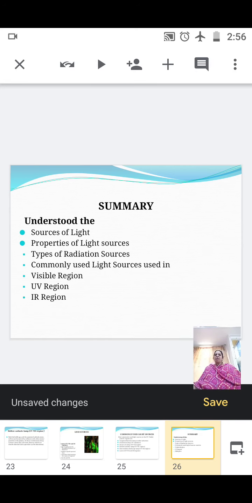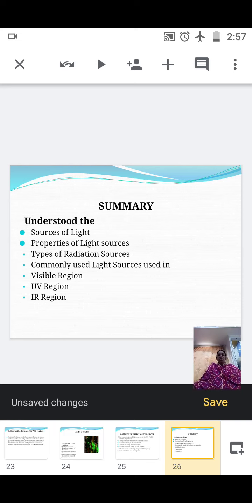Then coming to the types of radiation sources, we have studied two types, the continuum sources and the line sources. In the continuum sources, the source of radiation emits radiation over a broad wavelength range, and the intensity of the radiation changes slowly as a function of wavelength. Then we have the line sources. The line sources are capable of primarily emitting radiation with discrete, well-defined frequencies, and these are widely used in spectroscopy.